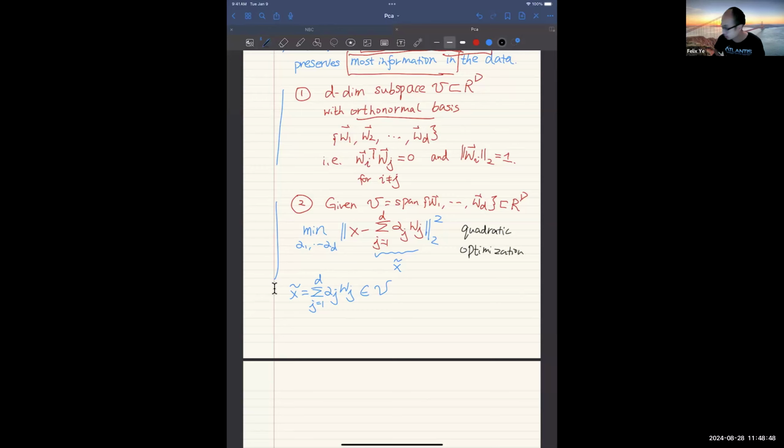And you probably have seen this before. The solution is immediate. In fact, the solution is this alpha j star to optimize this whole thing. It's nothing but the inner product between x and wj. This can be solved by taking the partial derivative with respect to alpha, then you just assign everything to be 0. Then you can solve this as an analytical solution.